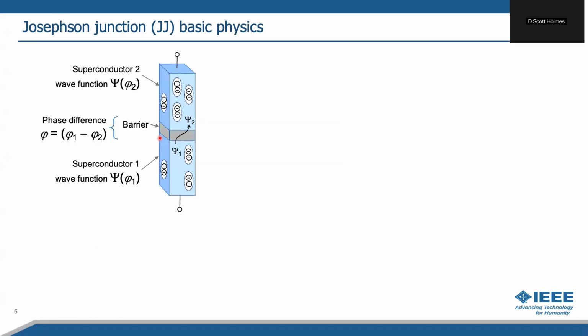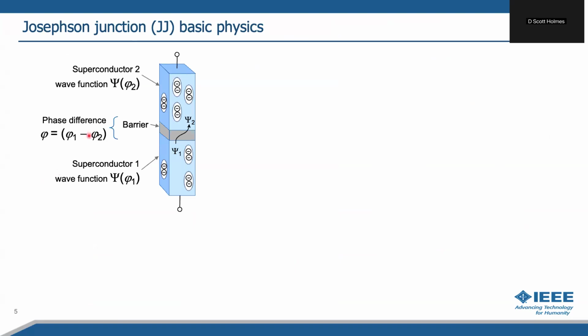Okay, let's look at some of the basic physics of a Josephson junction. Here we have two superconducting regions. Again, they've got these Cooper pairs in them, and each superconductor can be characterized by a wave function.